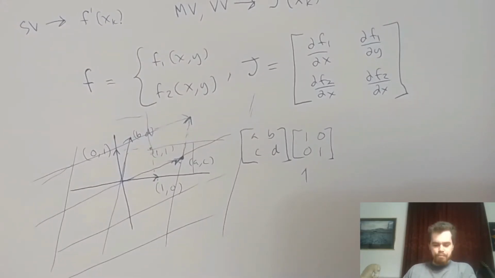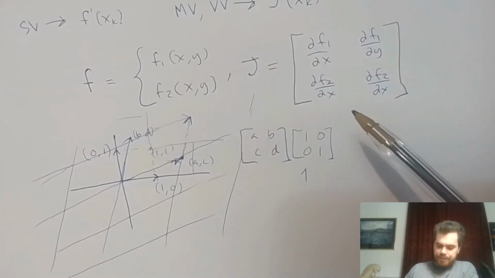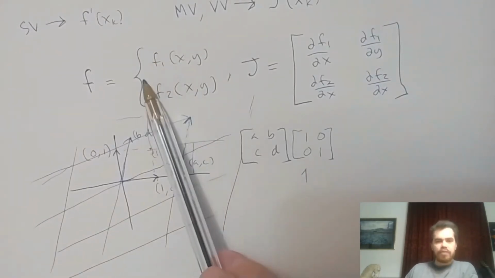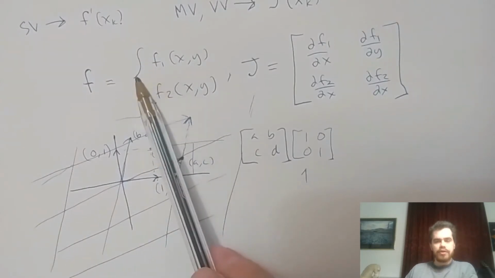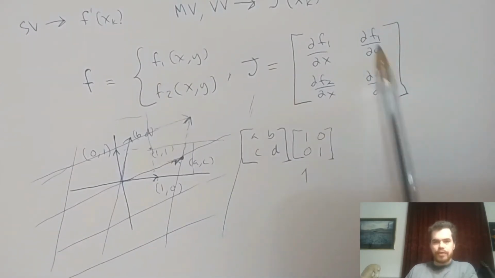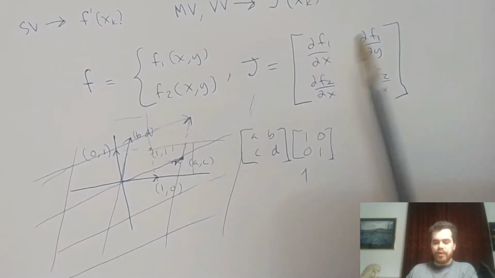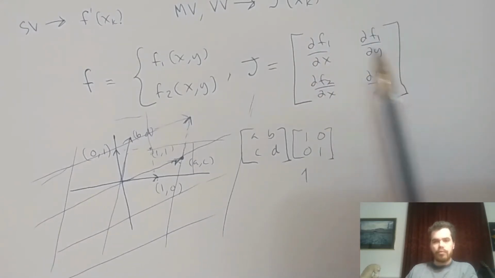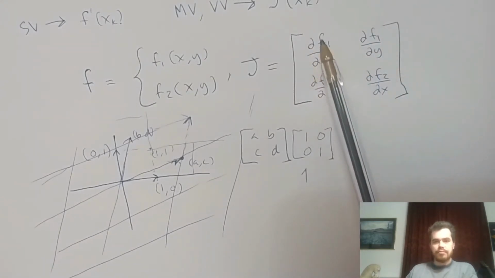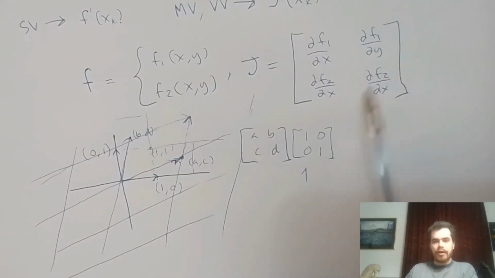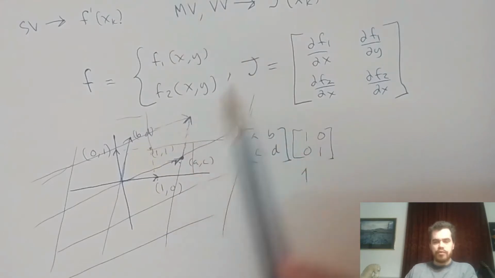So, how to say, we've got our function, our vector valued function, and the Jacobian. Once we evaluate these derivatives, whatever they are, these numbers will change as we move throughout space.